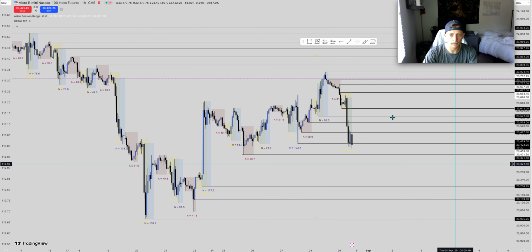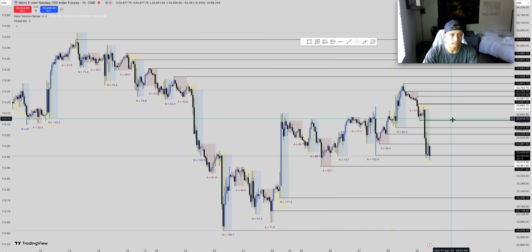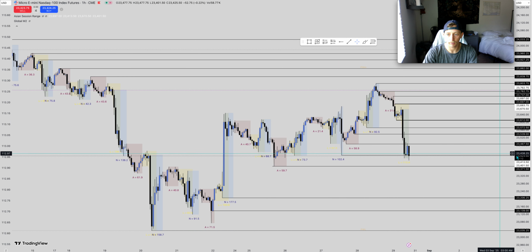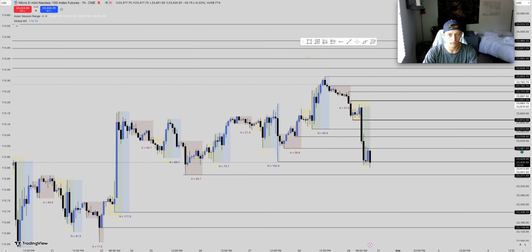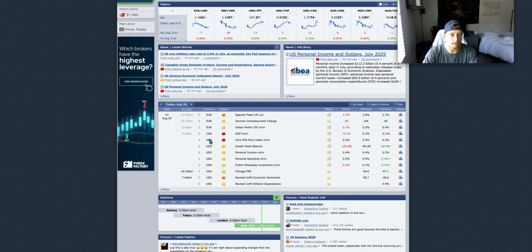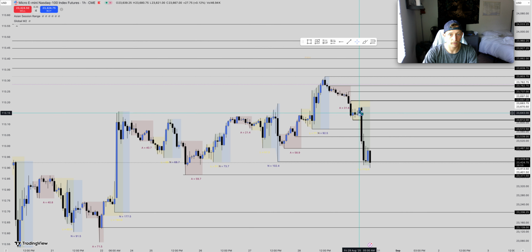Coming into market open today, I had all these levels marked out on the 1 hour. These are kind of what I was thinking. But coming into market open, we had news at 5:30 for the price index, and that was this candle right here.